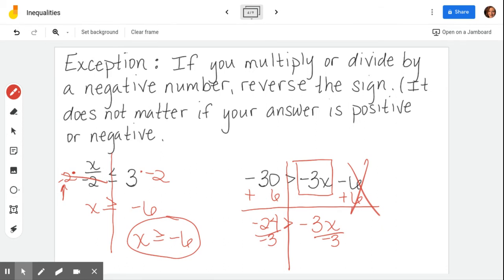-24 divided by -3 is a +8. On the right side, they cancel and just give me x. But look, because I had to divide by a negative number, and anytime you multiply or divide by a negative, you flip the sign. So I'm going to bring not the greater than sign down. I'm going to bring a less than sign down. So my final answer is 8 is less than x.